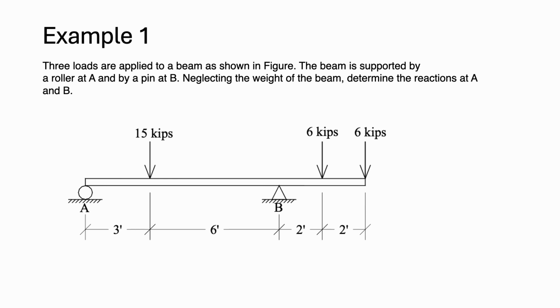We have an overhanging simply supported beam subjected to three point load forces. The first one is 15 kips, 3 feet from support A. Then we have 6 kips, 2 feet from support B. And we have 6 kips, 4 feet from support B. So we need to determine the reactions at A and B, neglecting the weight of the beam.